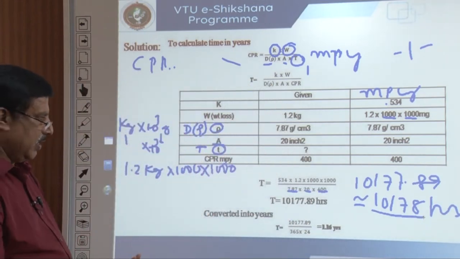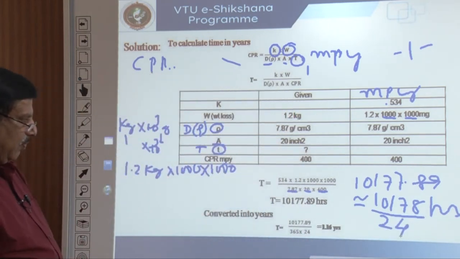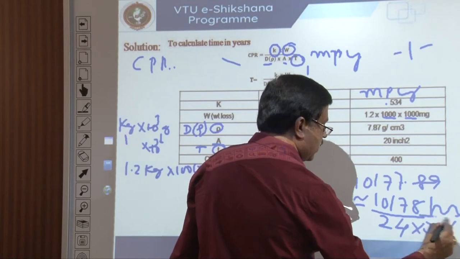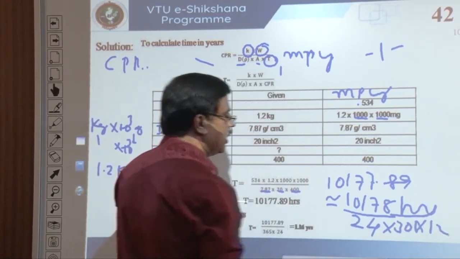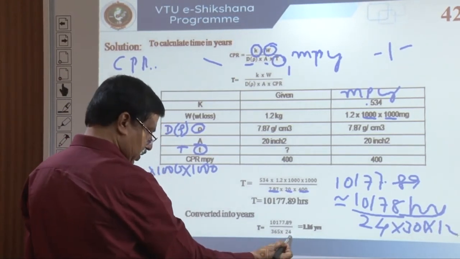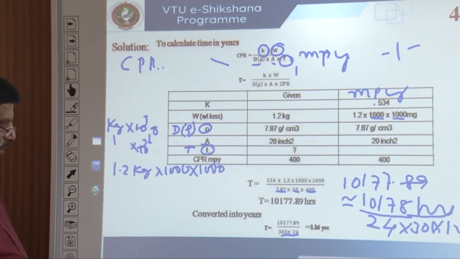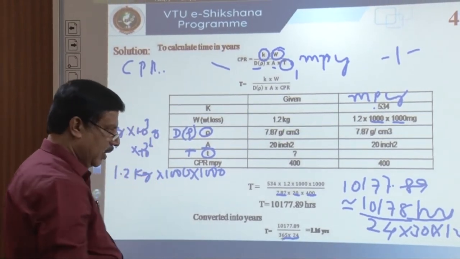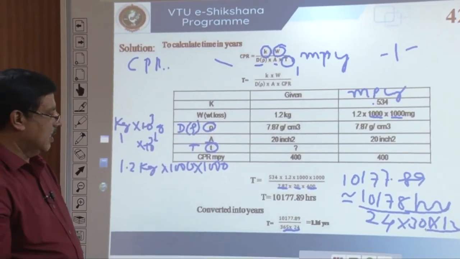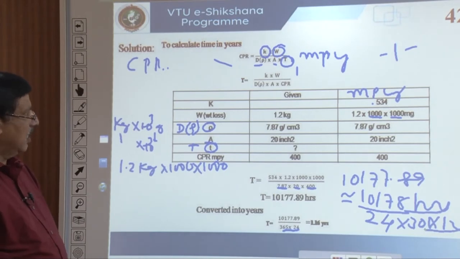If you want, you can convert it by dividing by 24, and you will get the number of days. Or if you further want to convert into months, then years, it is 30, then 12, and you will get it in terms of years. That is about 1.16 years, taking 365 days into 24 hours. I told you 24 into 30 and all, same thing only. 12 into 30 means 360, but here I have taken 1 year as 365 days, and that is converted into years, about 1.16 years.